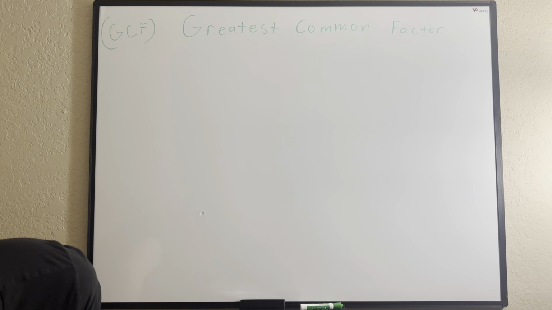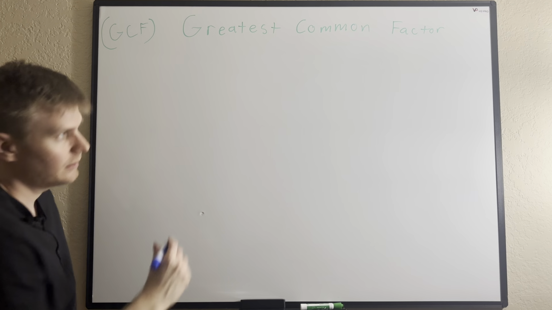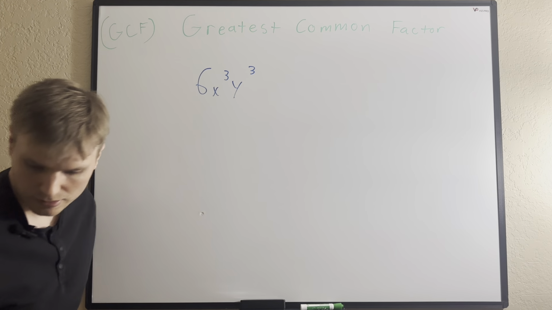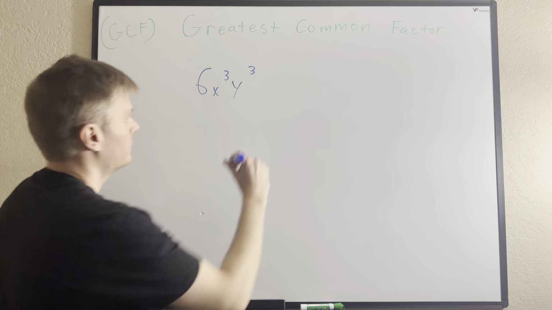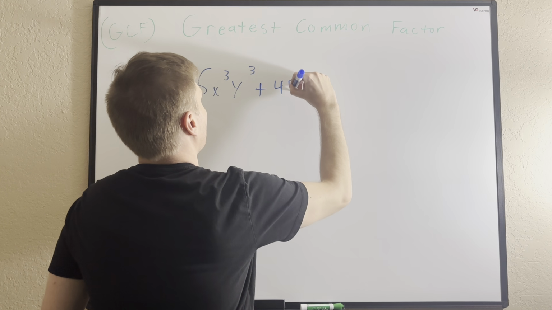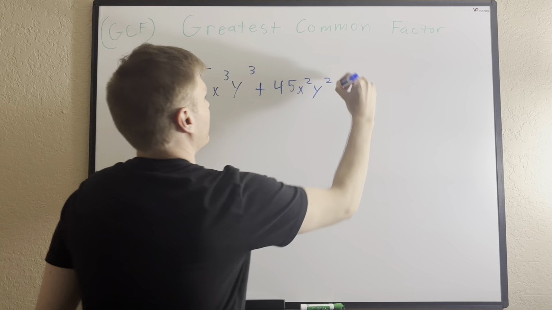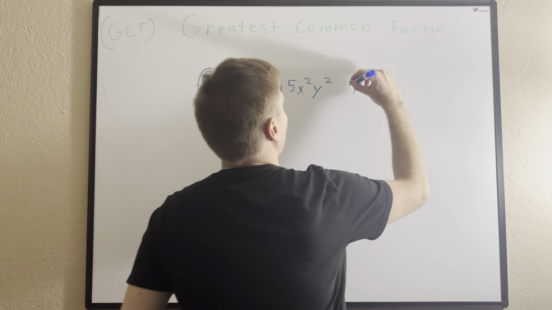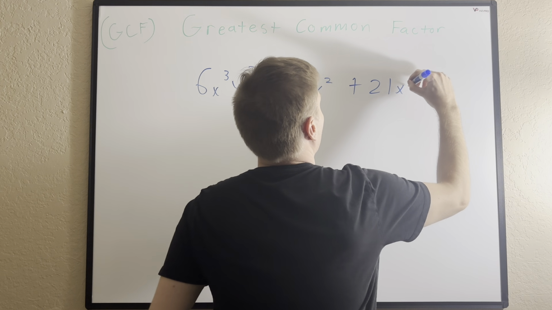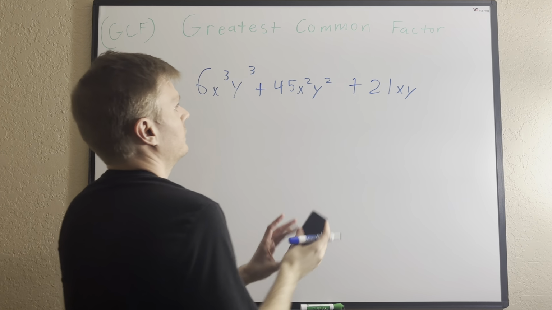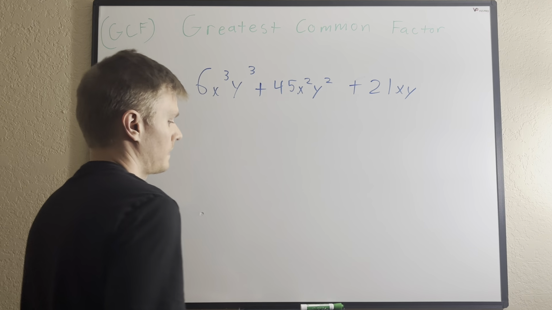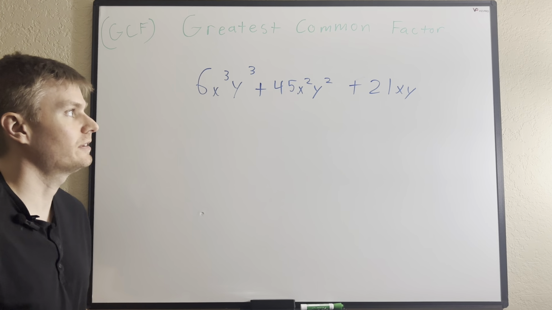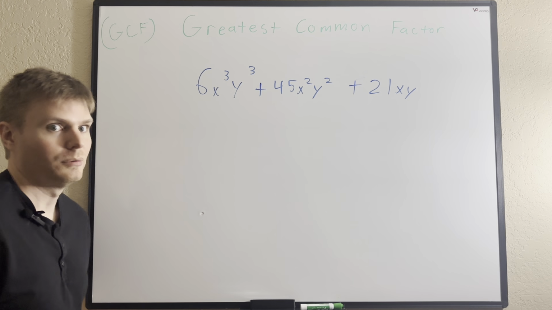Okay, so let's try 6x cubed y cubed plus 45x squared y squared plus 21xy. Okay, that was a little weird. Okay. Now, if someone asks you to find the greatest common factor of that, where would you start?